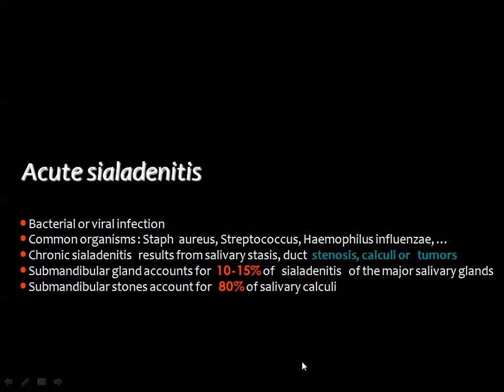Acute infection of the salivary glands may be caused by bacterial or viral organisms, and here are the common organisms seen in the clinical practice: the staph, the strep, and the Haemophilus influenzae. Sialadenitis, whenever it is in the chronic form, it is usually the sequelae of obstruction of the draining duct of the affected salivary gland, and this obstruction may be due to a stricture, calculus, or tumor.